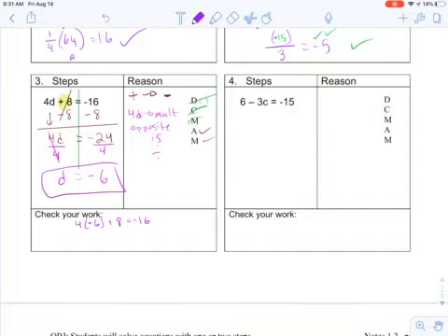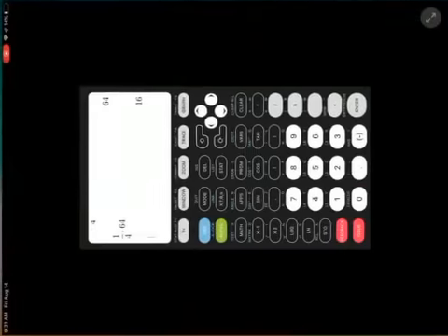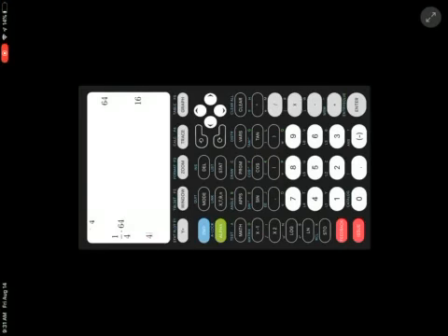Instead of d, I have negative 6. So you can do this by hand: 4 times negative 6 plus 8 equals negative 16. Or you can put this in your calculator and see what you get, exactly the way you have it written on your paper.